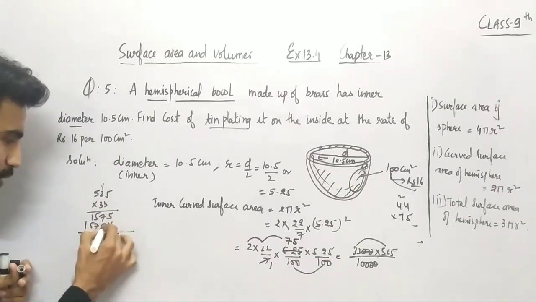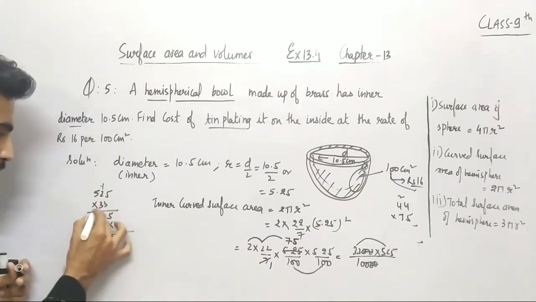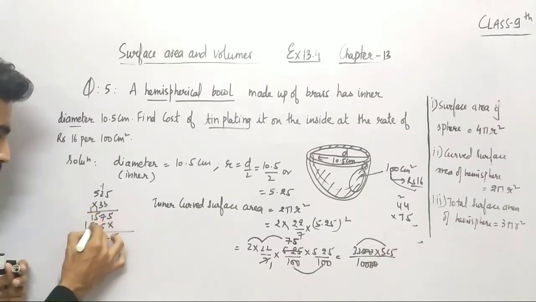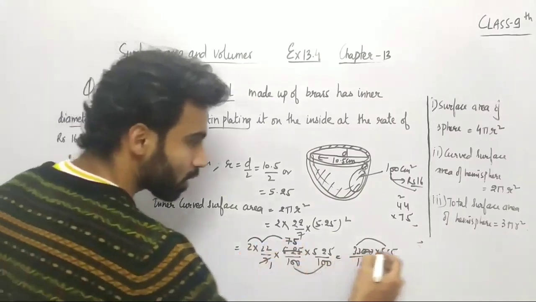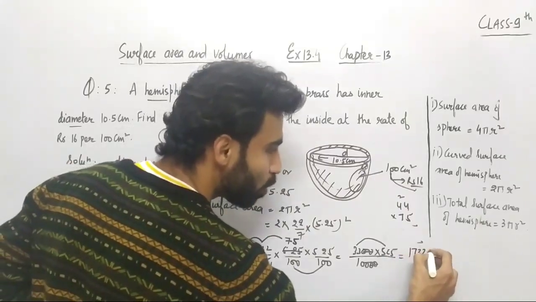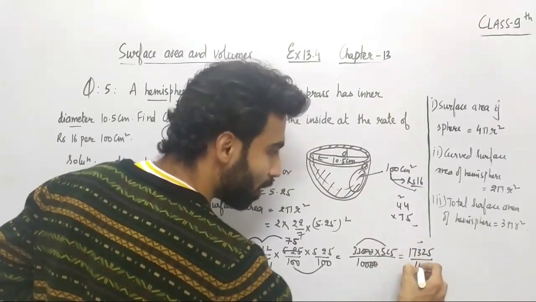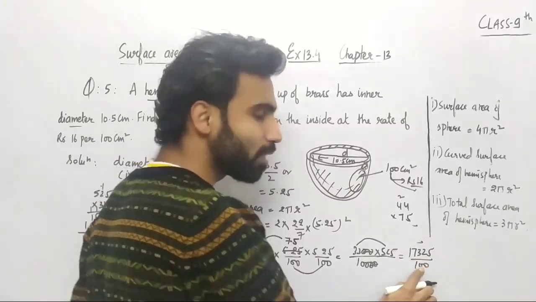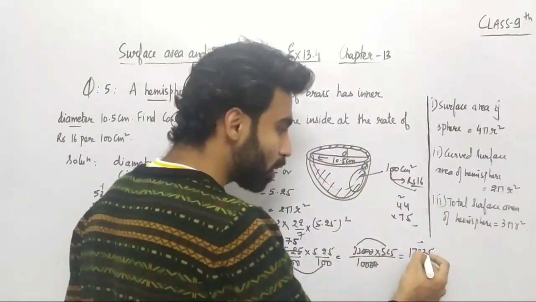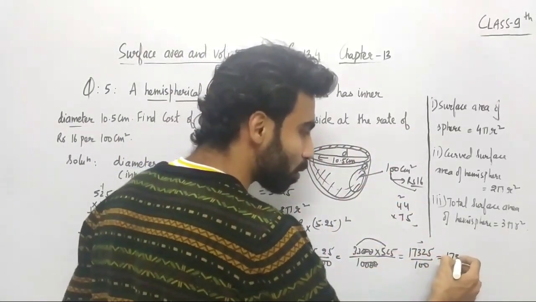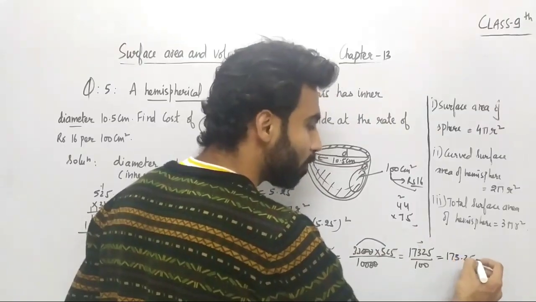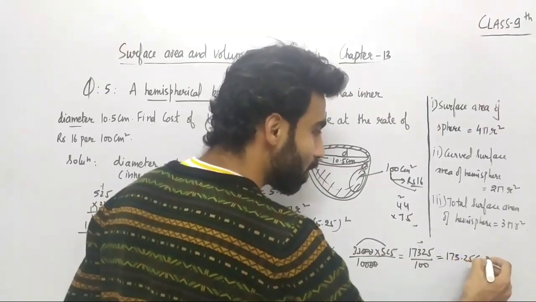So if I just add this, 7 plus 5, what will it be? 12. 7 plus 5 is 12 plus 1, 13. 5 plus 6 and 7, right? So 17325. So this is what we have got. 17325 divided by 100. So you can see here how many zeros are in the denominator? 2 zeros. So before the last 2 digits, what will I put? Decimal. So that will be 173.25. You can see centimeter square, right?